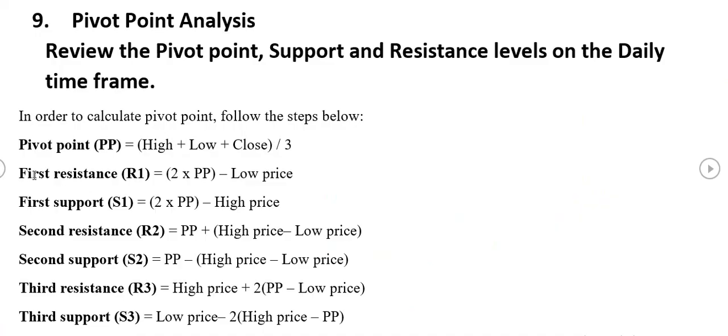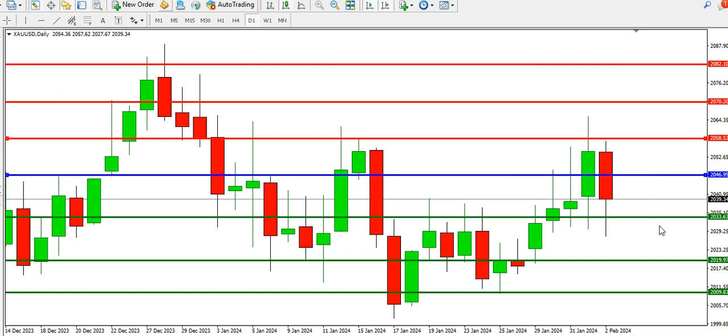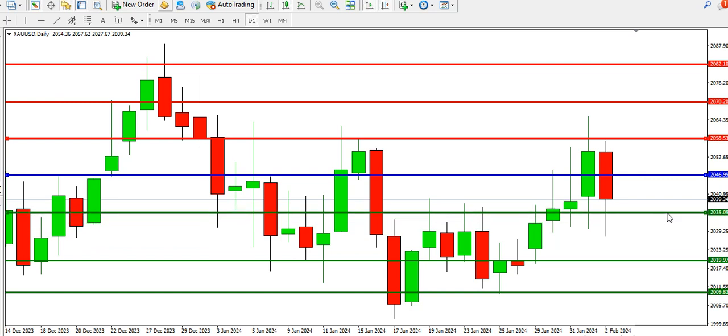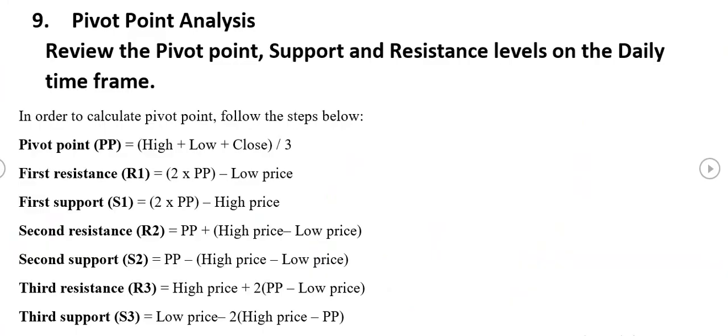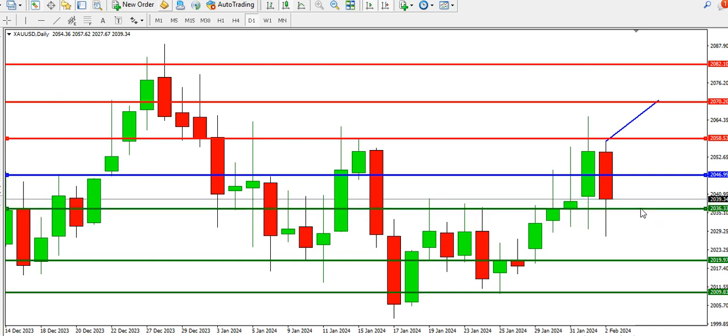For the first support, S1, the calculation is 2 times pivot point minus high price. Going to the chart, these are the pivot points. To calculate the first support, 2 times pivot point minus high price. This is our high price for the last daily candle, at this point, 2057.57. 2 times pivot point minus high price will give us support 1, S1.